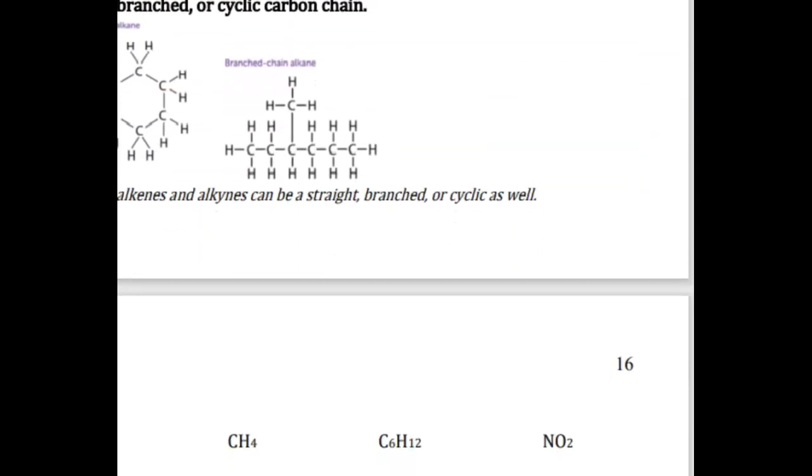Hydrocarbons can have a straight, branched, or cyclic carbon chain. This is actually the thing that makes carbon very, very specific, and that is why carbon forms a huge amount of organic compounds. So the first one, we have here a straight chain alkane. Why alkane? Because it only has single bonds. Why straight chain? Because you can see that all carbons are bonded together one by one: 1, 2, 3, 4, 5, 6. So it's a 6-carbon chain.